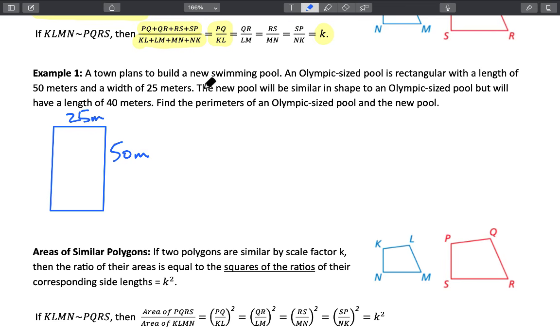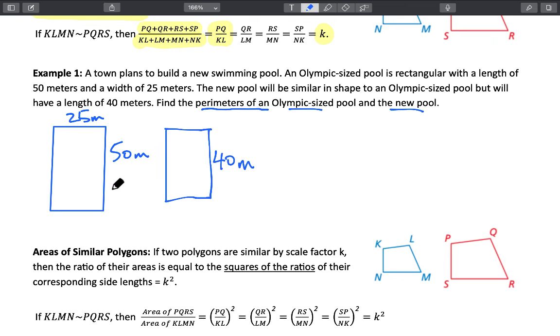And then the new pool will be similar in shape, so rectangular in shape. All of the angles will be right angles, but it will have a length of 40 meters. So now we're going to shorten it up a little bit here. There you go. It is 40 meters now instead of 50 meters. We want to find the perimeters of an Olympic-sized pool and the new pool.